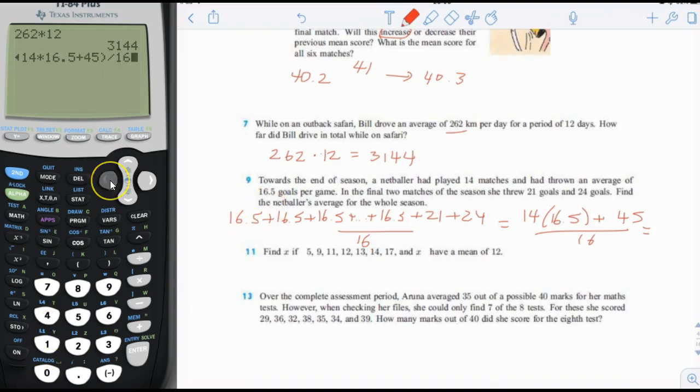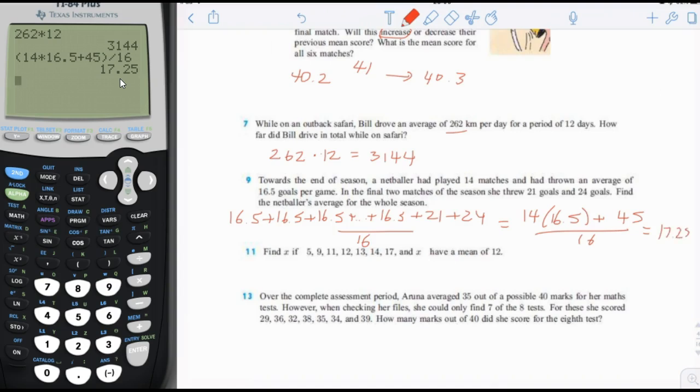So I typed it in here. I made very sure to put parentheses around the numerator, and if the denominator was complicated, I would put parentheses around the denominator too, but the denominator is just one number. So the answer is 17.25 is the average.